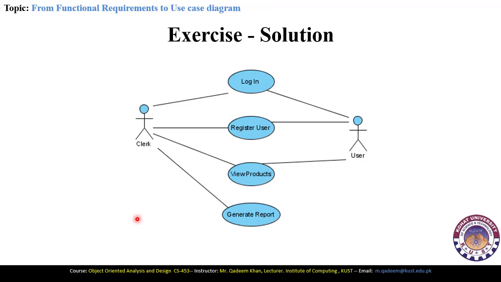Now this is one of the solutions of this scenario. For example, we have the clerk and one is the user here. So the user can log in, and the user can also register. Similarly, the clerk can also log in, and the clerk can also register himself or herself. Then the products can be viewable by clerks as well as by the user. So the user can view the products here, but reports can only be generated by the clerk. That's why there is only a relation between this use case and the clerk here.